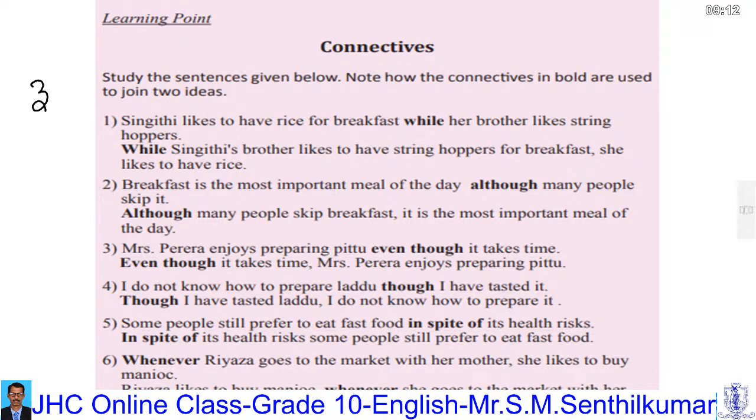Here, see it? They introduce while, although, even though, in spite of, when, whenever. There are almost 6 connectives. Now I'm going to ask you, what is the similarity of these 6?